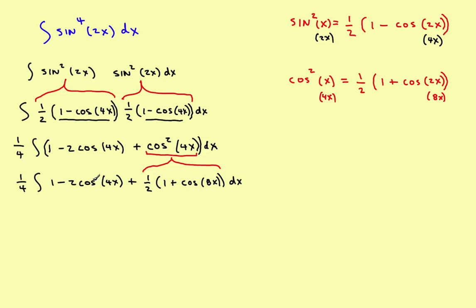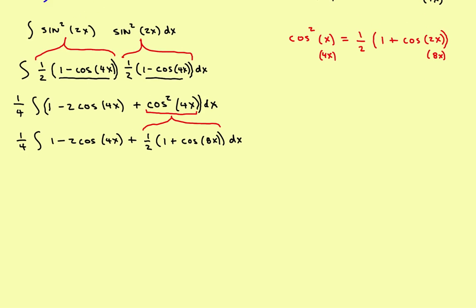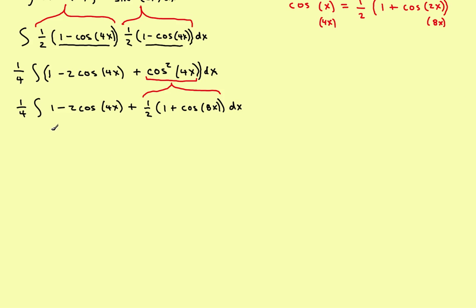Now what that does, you've got all the cosines to the first power, which is what you were looking for. So now it's just a matter of finishing up the problem. So we'll scoot things down just a little bit here and continue on. Now the next thing I would do is go ahead and distribute this 1/2. So this would be 1/4 of the integral of 1 minus 2 times the cosine of 4x. And take this 1/2 and distribute it. So this would be plus 1/2 plus 1/2 the cosine of 8x.